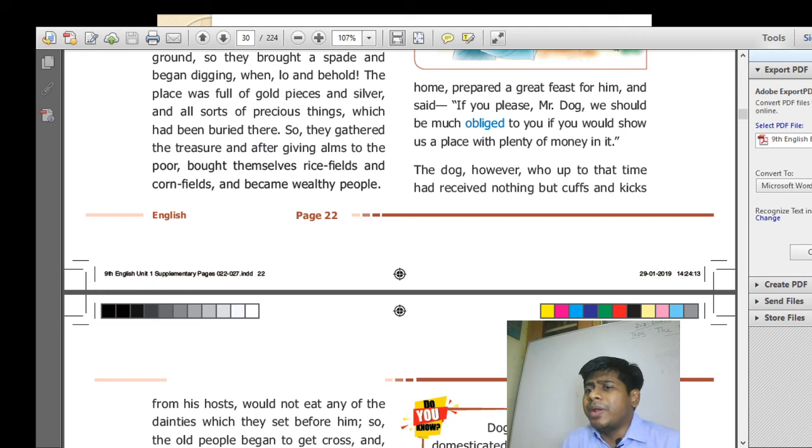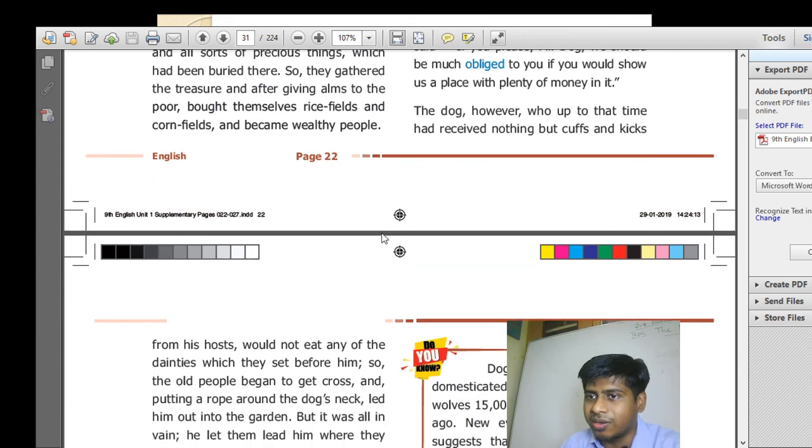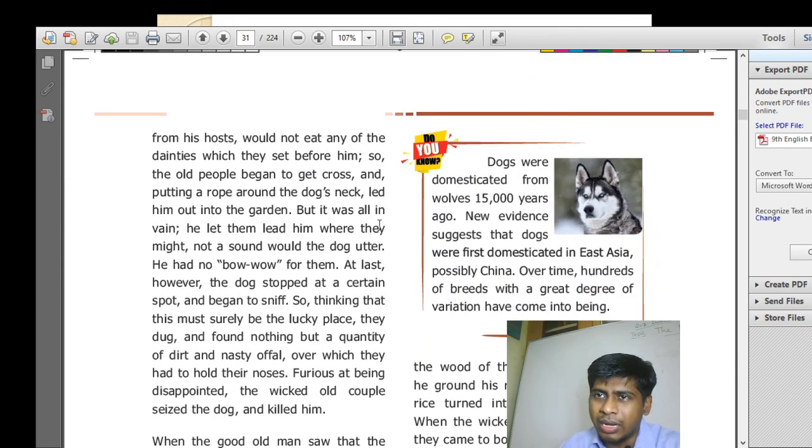And the dog had made up his mind not to eat any of the dainties. So the old people began to get cross. Till that time they were dealing very gently and politely with the dog, but now they made up their mind, no, this is not going to work. So they started getting rude to the dog, and they put a rope around the dog's neck and dragged it to the garden, but it was all in vain. He let them lead him where they might, but the dog didn't utter anything. There is no bow wow.